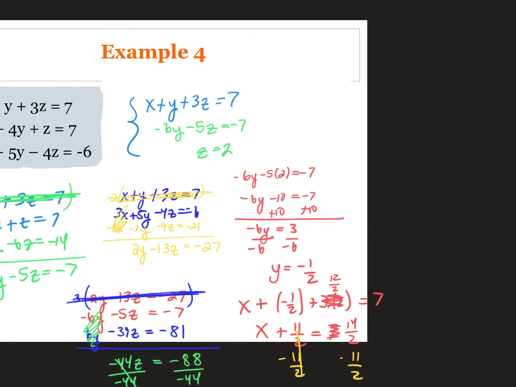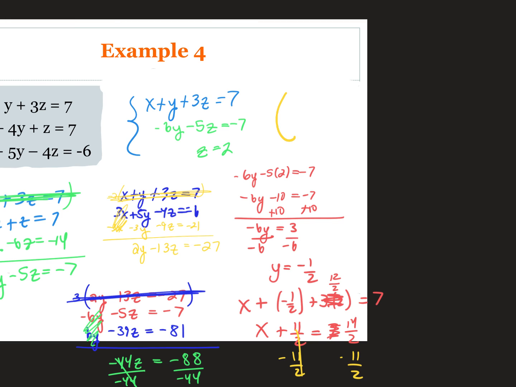So in this case, my ordered triple has some fractions in it, but that's okay. No big deal. My x is 3 over 2. My y is negative 1 over 2. And z is positive 2.